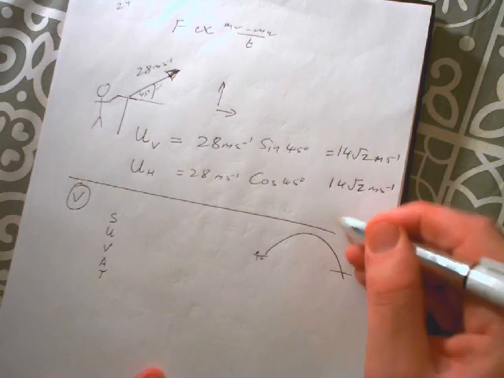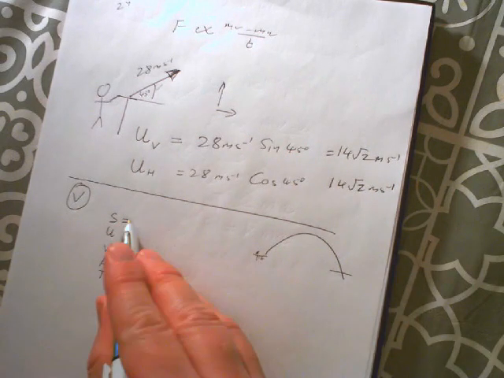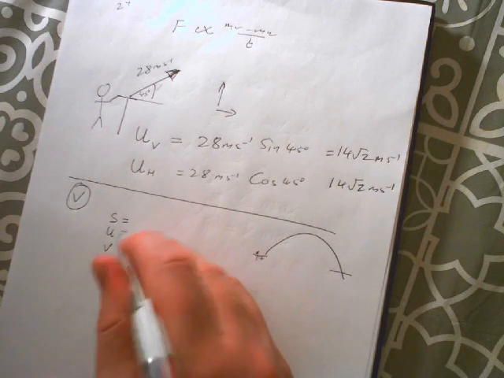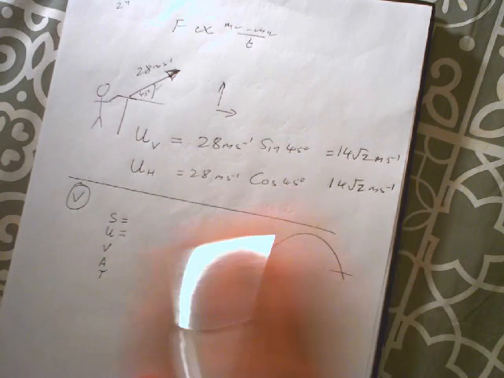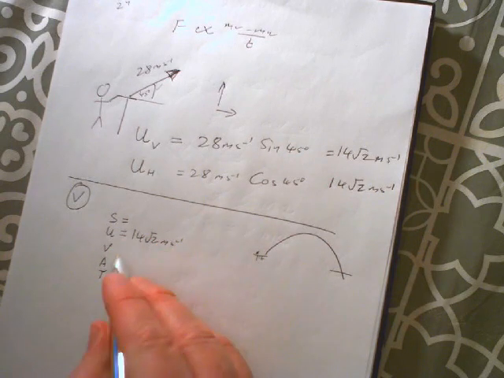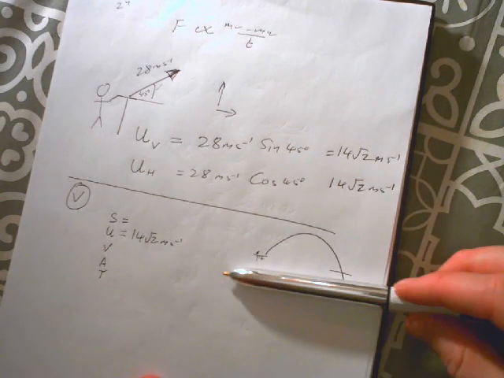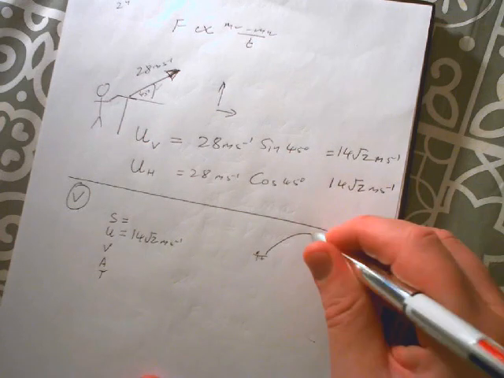This is going to be a SUVAT question, so let's just write out SUVAT. And we're dealing with the vertical. How long was it in the air for? So let's deal with that first. We don't know s. We don't know how high it went up, not quite yet. We know u is the vertical component of the vector, which is 14 root 2 meters per second. Now, let's think about the final velocity.